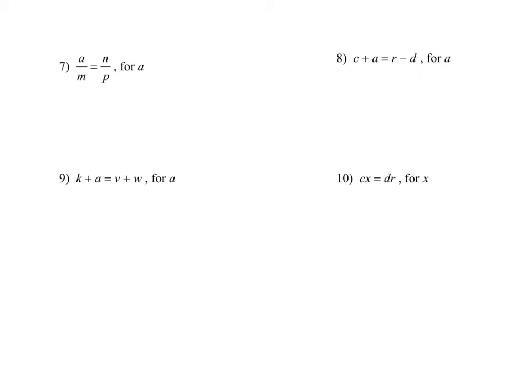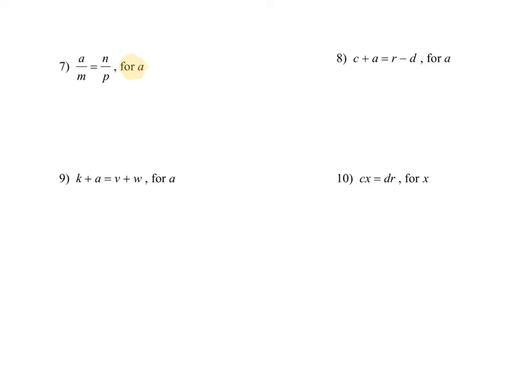If we take a look at number 7, so get your assignment out, we've got a divided by m. Notice I say divide by. Try to avoid saying over because it's important you remember what the operation is. A divided by m equals n divided by p, and we want to solve for a. So when we're doing a literal equation, it's important to know, first off, what we're solving for. We want to solve for a.